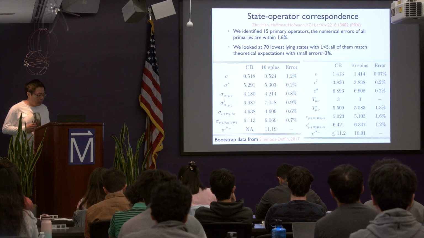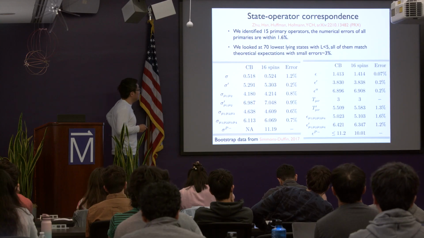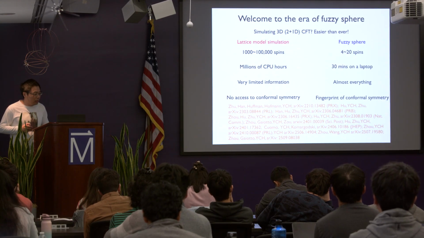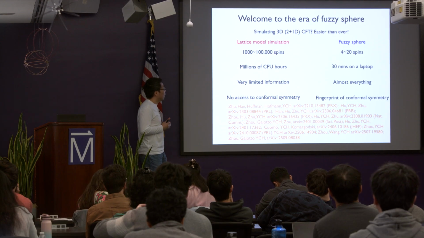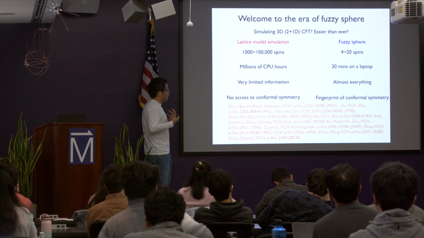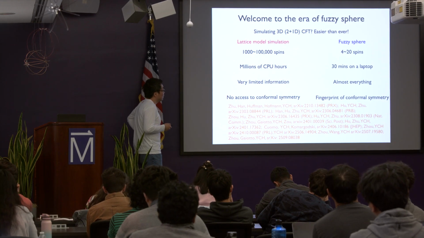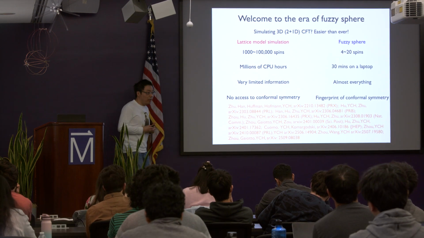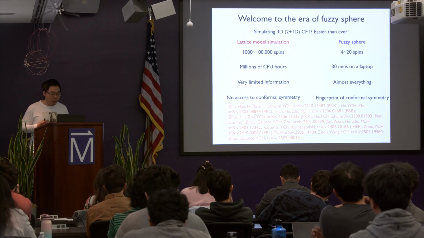And here we have the results for the 3D Ising. It works miraculously well, and this really led to a new era for us to study 3D CFTs. We can do it very fast with a very small number of spins, and we can access almost everything. In the past, even if you spent millions of CPU hours, you could only get very limited information.